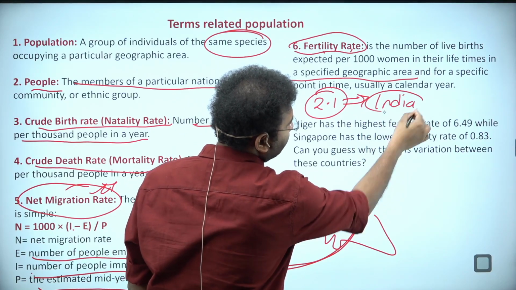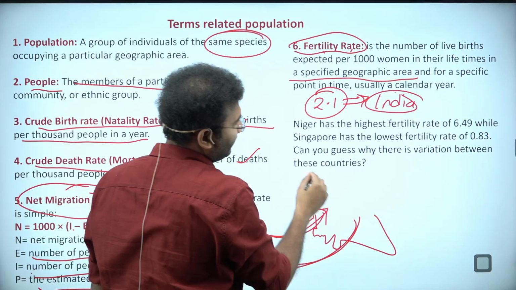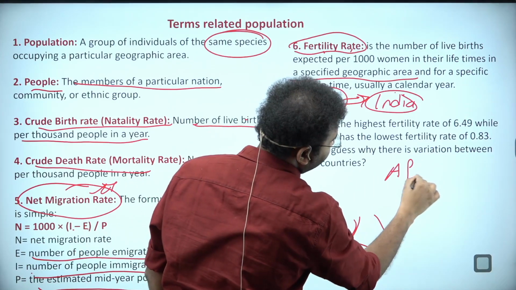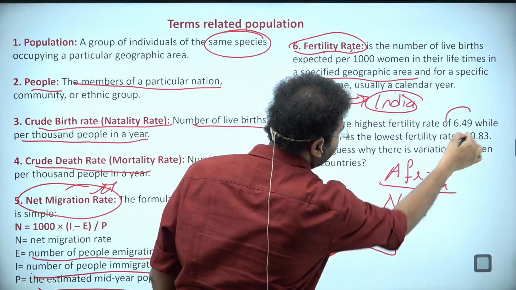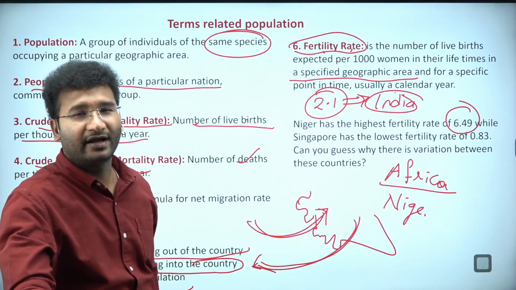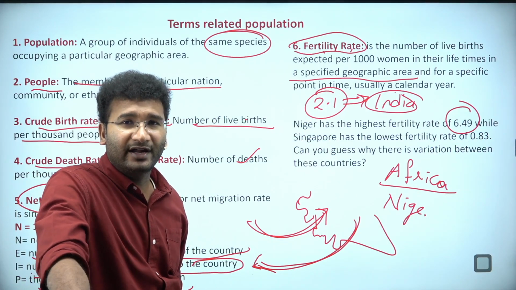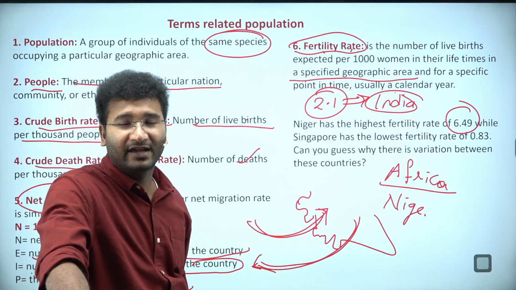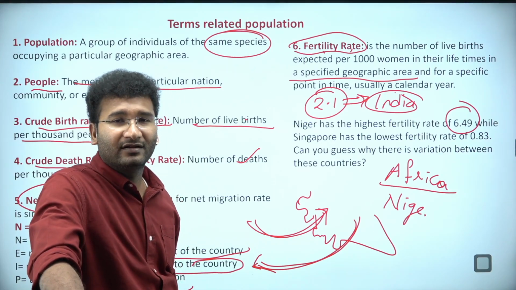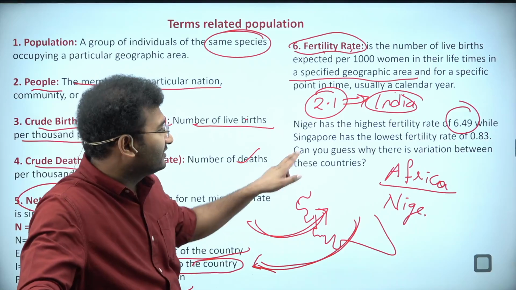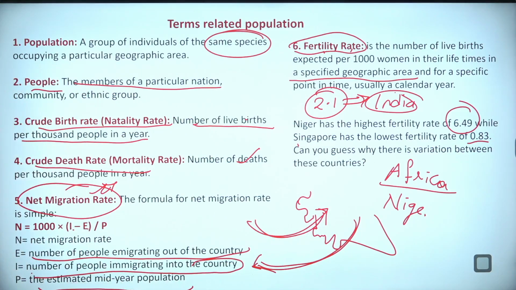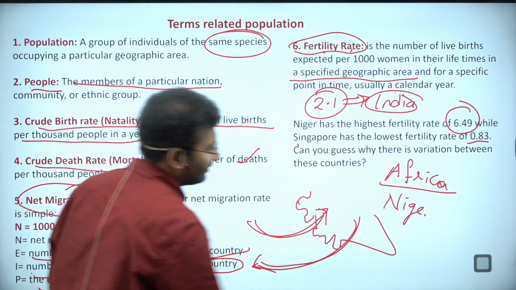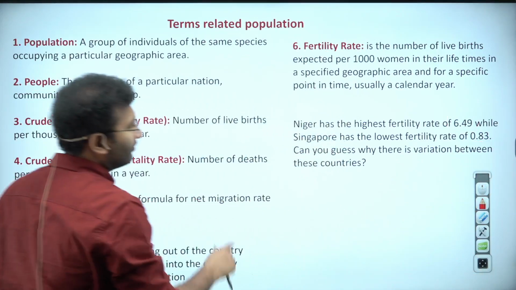See, the highest fertility rate you will find in Africa, Niger. Niger is having the highest fertility rate, that is 6.49. Every woman can bear 6.49 births in her lifetime, whereas you take Singapore, it is only 0.83. It is the number of live births expected per 1,000 women in their lifetimes in a specified geographical area. That is what is your fertility rate.